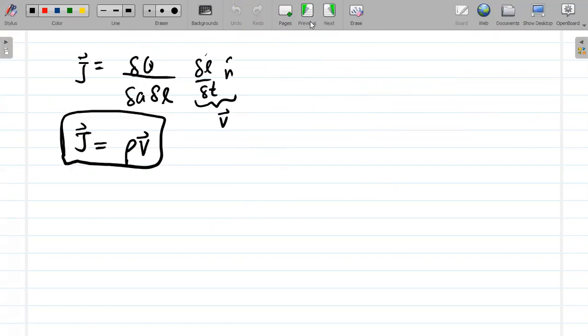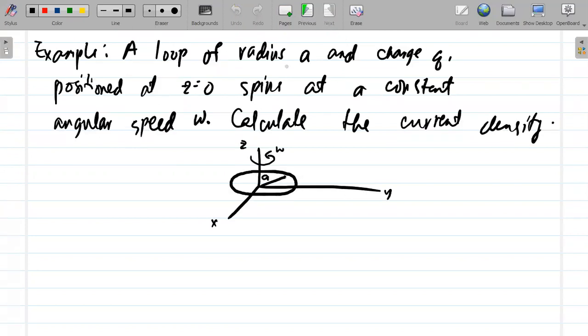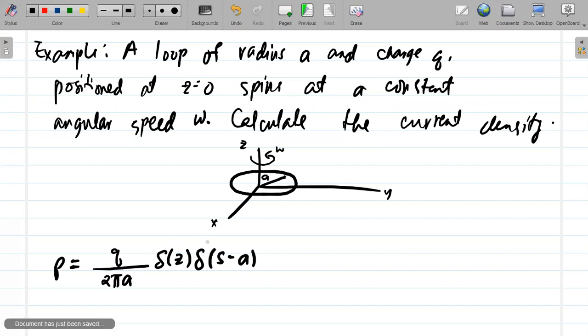So take note class, earlier, J equals rho V. So first, find rho. Class, ano ang rho ng configuration na to? We will use cylindrical coordinates. So this is charge Q. So Q over 2 pi A. Class, alalahanin nyo yung method ng pag-construct ng charge distributions. Dirac delta of Z, kasi position at Z equals 0, then Dirac delta of S minus A. So yan na yung charge density natin.